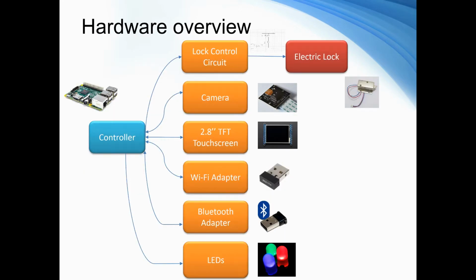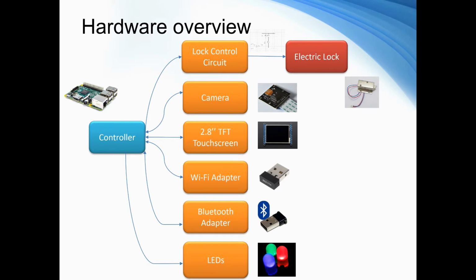The camera is used to check who is standing in front of the door. It is also used to scan the QR code. The 2.8-inch TFT touchscreen is the interface between the user and the smart lock. Users can interact with the smart door, such as selecting an unlocking option or ringing the bell.